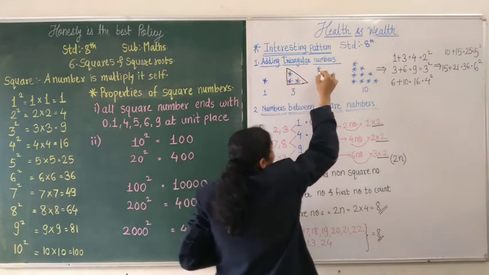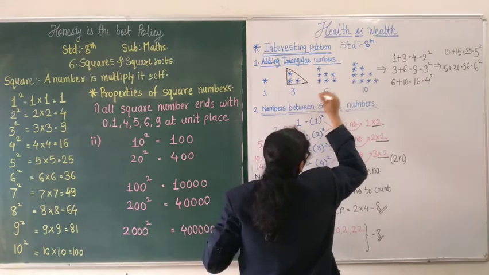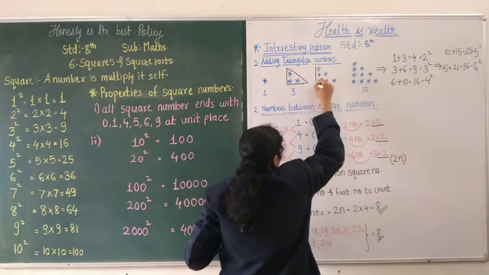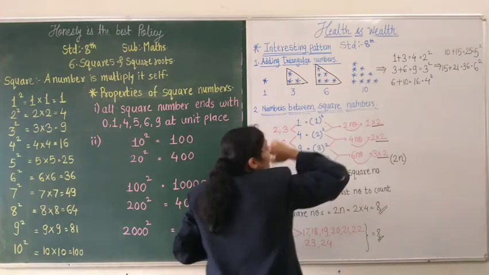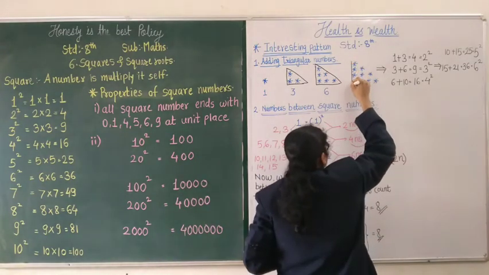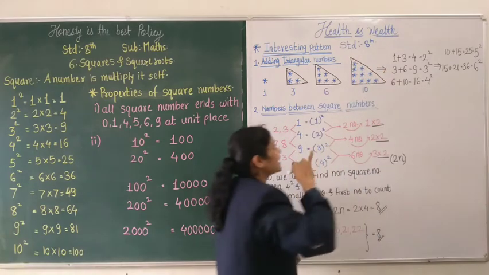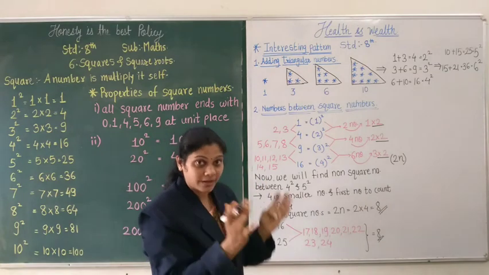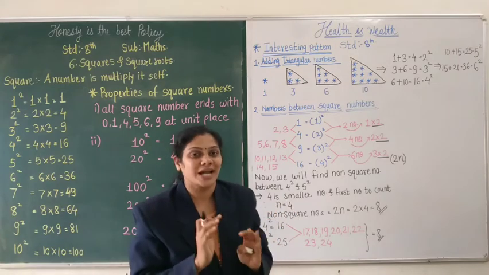Okay. So 6. How many are there? 6. So it can form a triangle. Like that, these 10 signs can form a triangle. So like that, however many signs we organize, it can form a triangle shape.